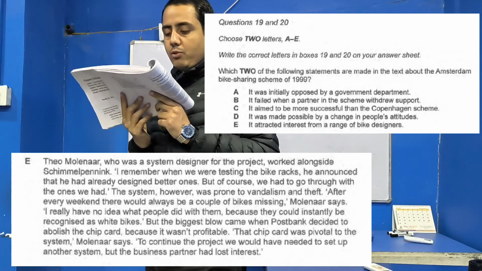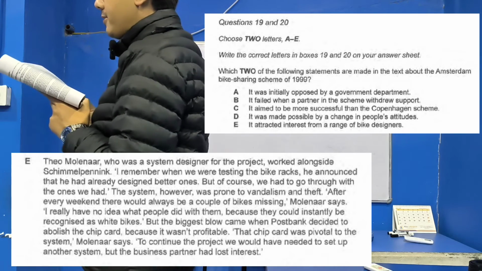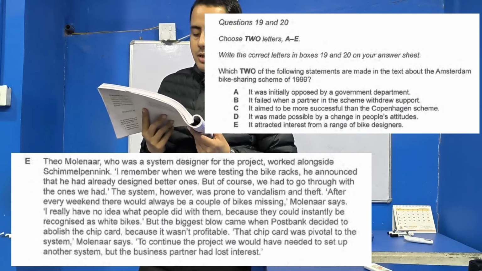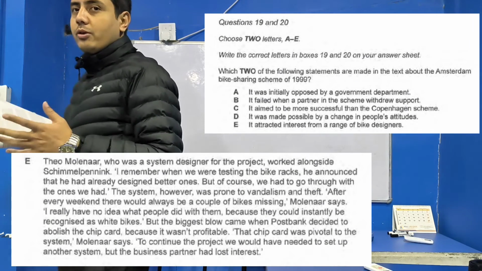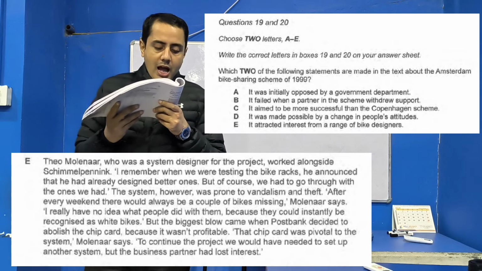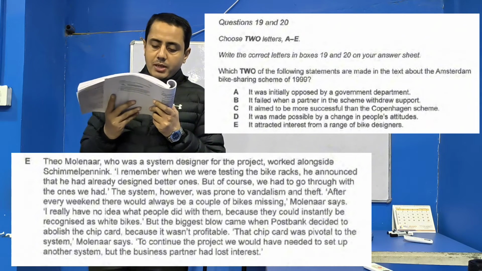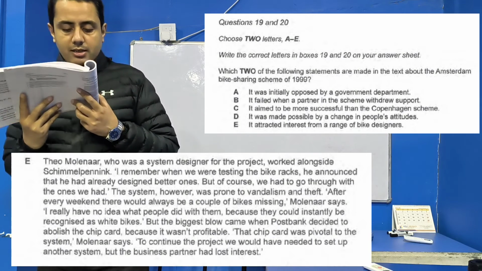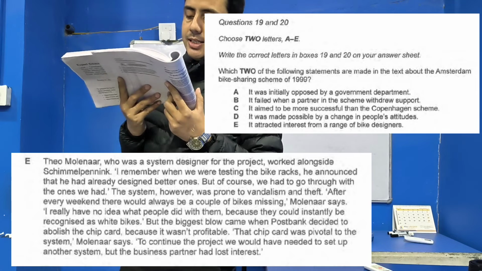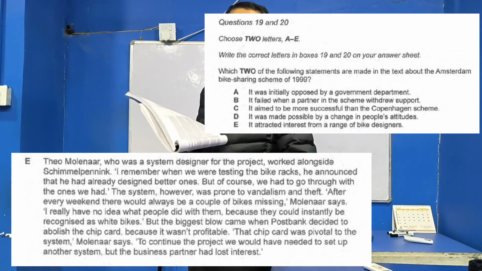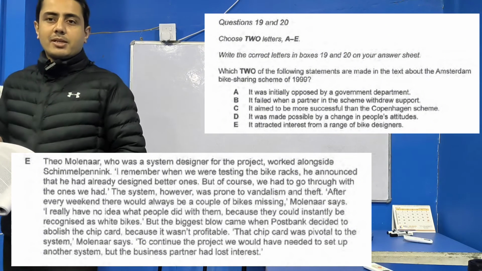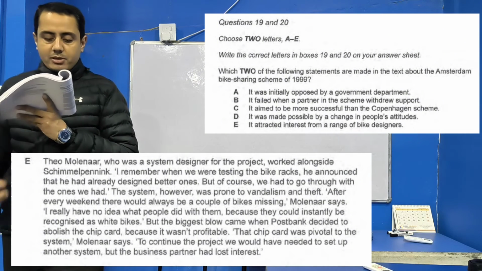The system, however, was prone to vandalism and theft. Prone means in danger of. Vandalism means in Nepali todfod, breaking, people stealing bikes, things like this, and theft. After every weekend, there would always be a couple of bikes missing. Molina says, I really have no idea what people did with them because they could instantly be recognized as white bikes. So people were stealing these bicycles. Although even if you steal, people would find out because it looks different from other kinds of bicycles. But still, people stole these bikes.